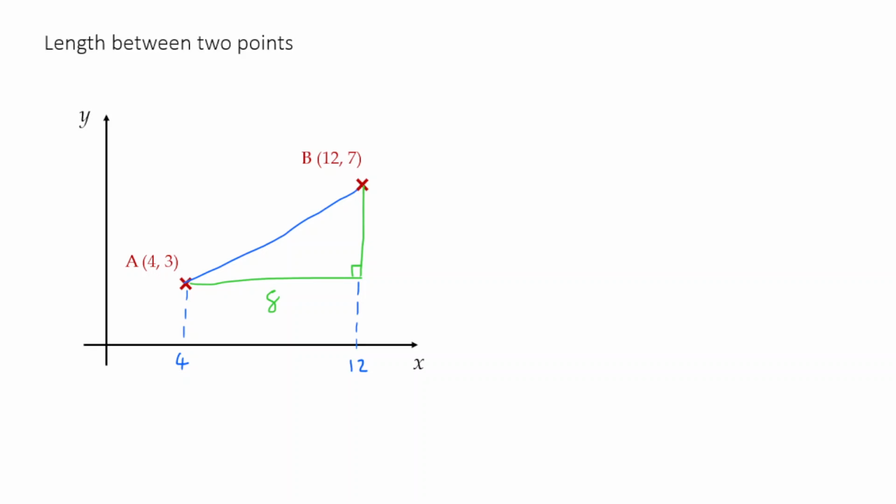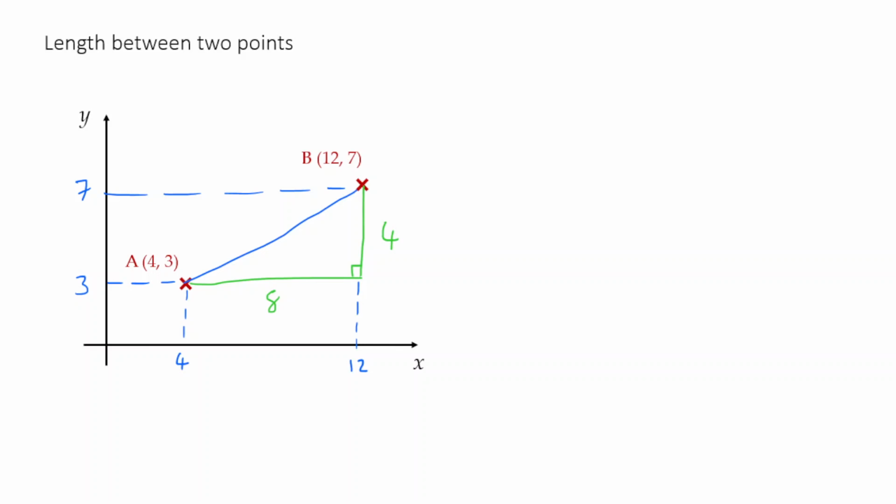I can do the same thing with the y values as well, right? This y value here has got to be 3. And if I draw this one across, that y value there is 7. So I'm able to calculate this side length now, which is 7 minus 3, or 4.